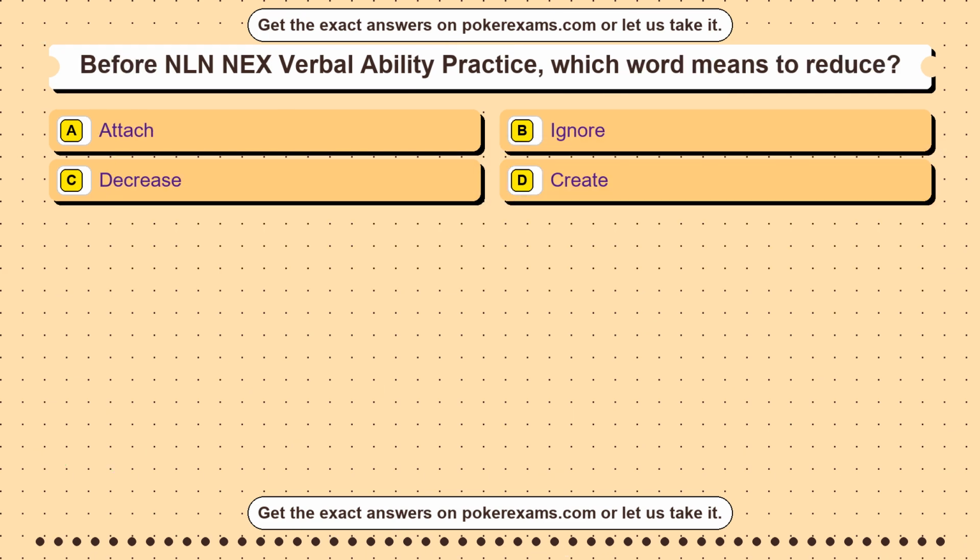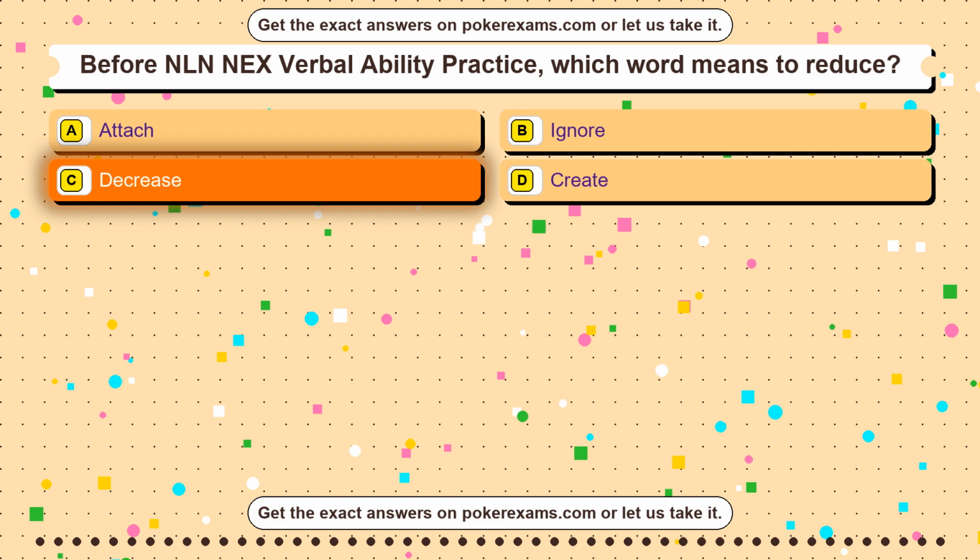Question 15. Before GED statistics practice, which GED subject focuses most on interpreting experiments and data? Option A, RLA. Option B, geometry. Option C, science. Option D, social studies. The correct answer is option C.